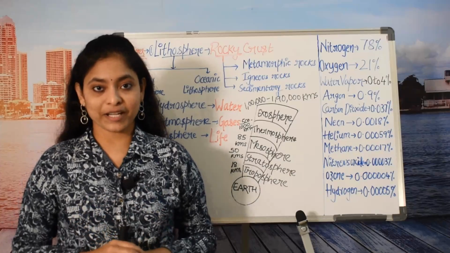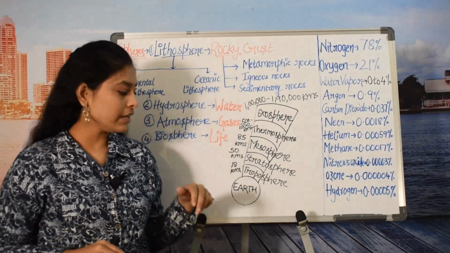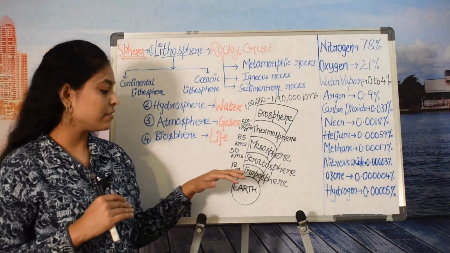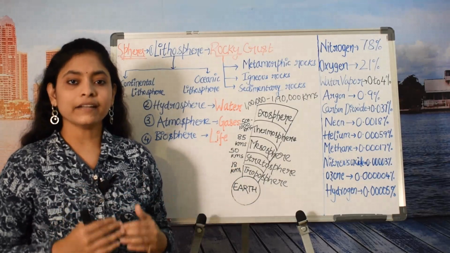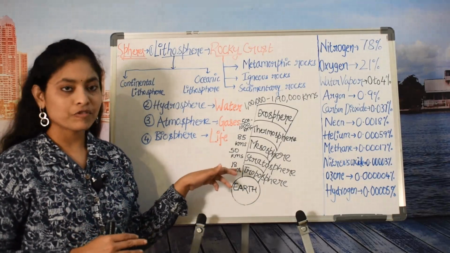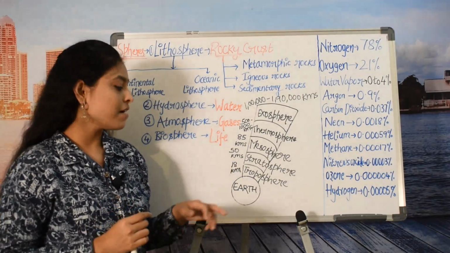Next, layers of the atmosphere. Troposphere. Starting at the ground level, it extends up to 18 kilometers above the sea level. We humans live in troposphere. Most of the clouds appear here because 99% of water vapor present in the atmosphere is found in troposphere. All the weather happenings from hurricanes to lightnings occur here.